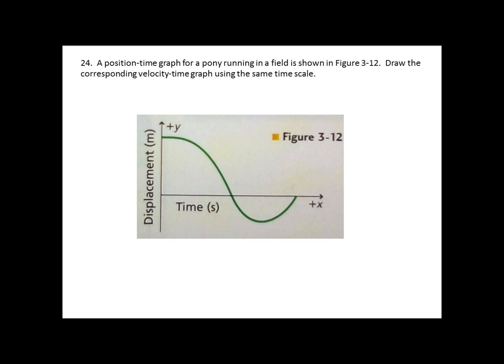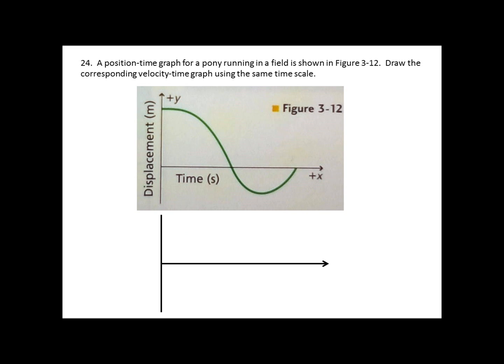Number 24 gives us a position time graph. It says a position time graph for a pony running in a field is shown in figure 312. Draw the corresponding velocity time graph using the same time scale. So basically, they want us to make a velocity time graph that is laid out with the time axis the same length, and everything should kind of line up.